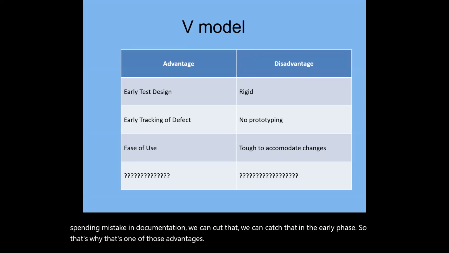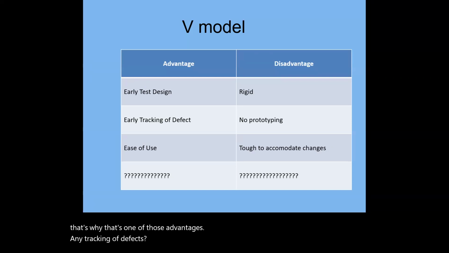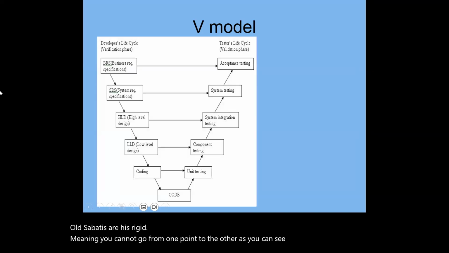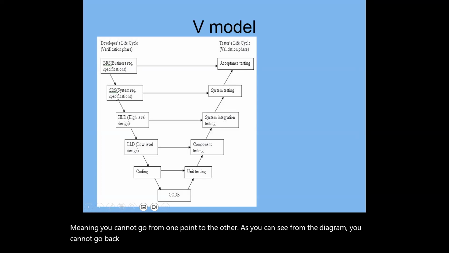Early tracking of defects, and also easy to use. One of those disadvantages is that it's rigid, meaning you cannot go from one point to the other. As you can see from the diagram, you cannot go back. It goes from here.